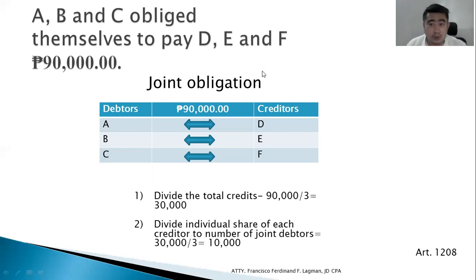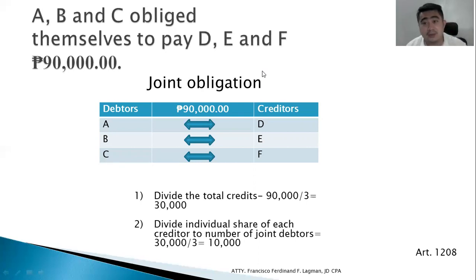So let us discuss the steps. Divide the total credits. Count how many creditors there are. How many creditors? Three. So 90,000 divided by 3, you have 30,000 pesos. And then, divide the individual share of each creditor by the number of joint debtors. So 30,000 divided by 3, that's 10,000 pesos.